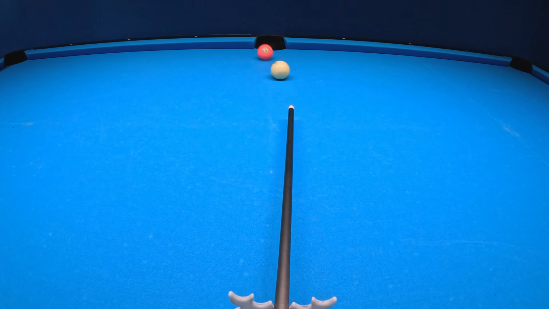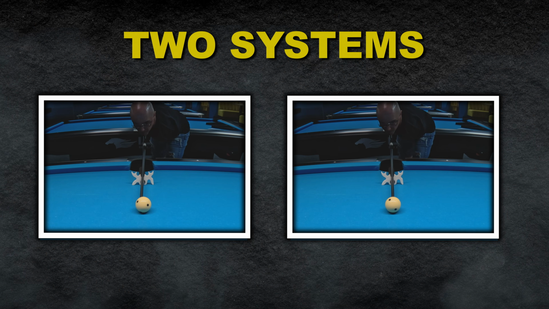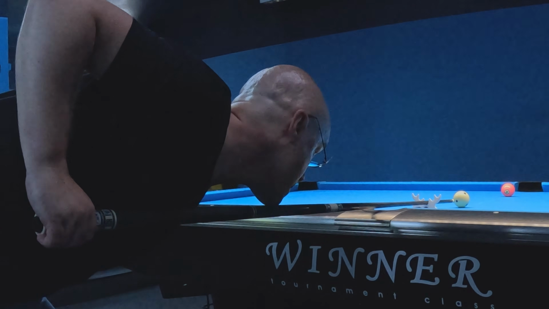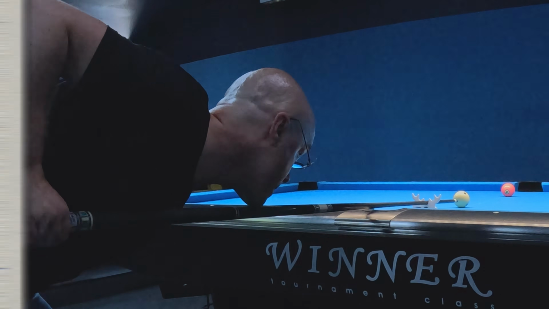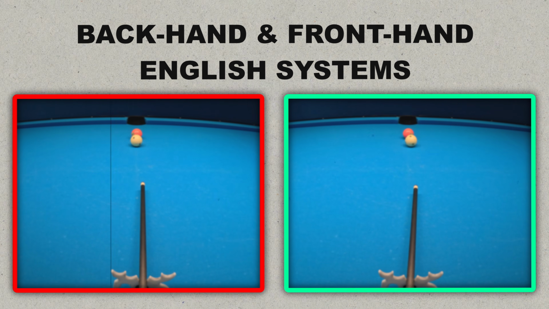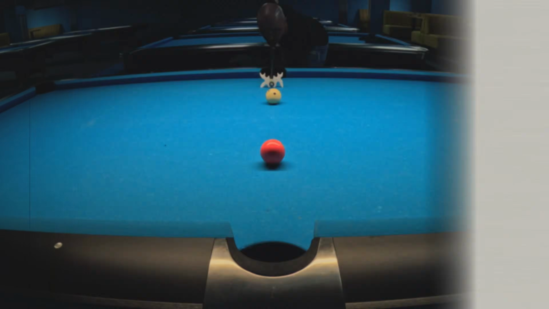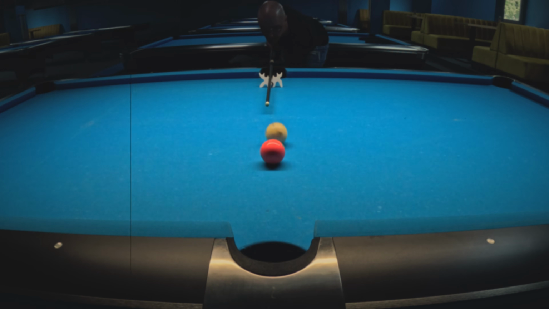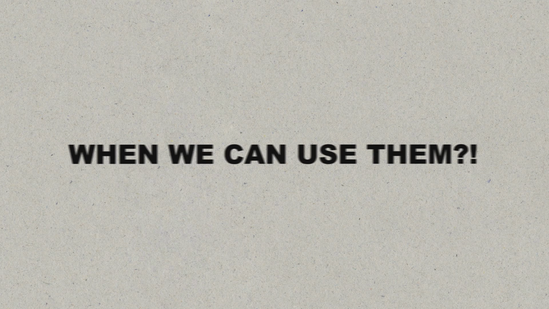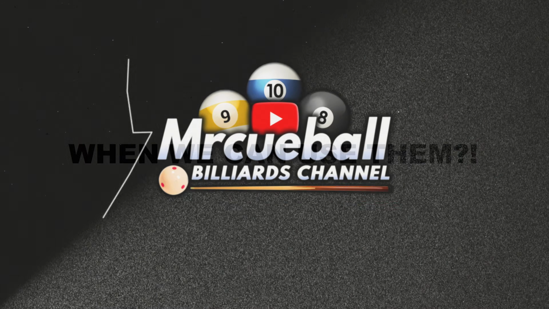But there are two systems where you can apply side spin using completely different movements of our body and bridge. So in this case, I am going to explain all important things about backhand and fronthand English systems. And this is extremely important to acquire knowledge that will help you understand how simplified these two systems work and when you can use them.